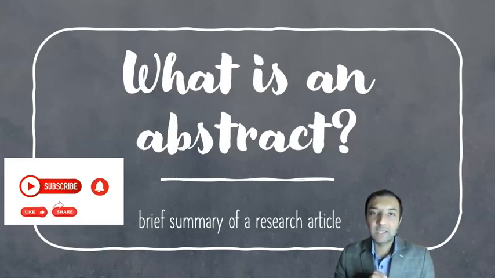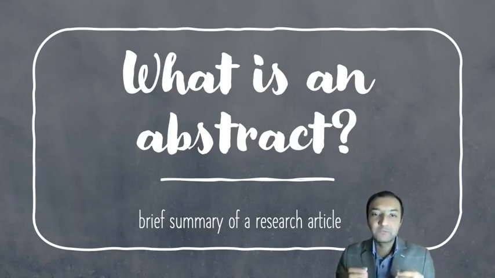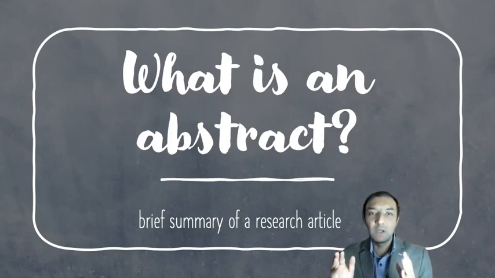Now, what is an abstract? We define the abstract as a brief summary of a research article, or a brief summary of any other type of article we are writing. It's basically a short, one paragraph, 150 to 250 word summary of your work.